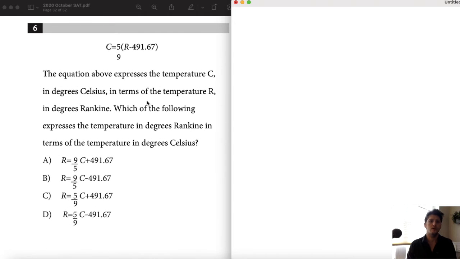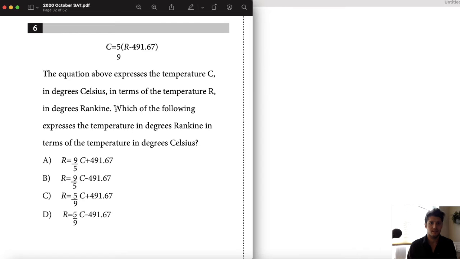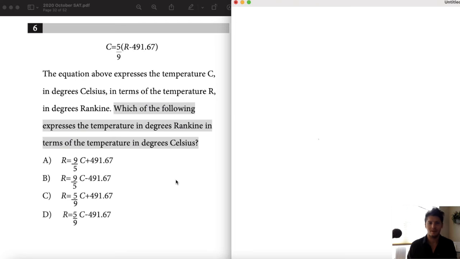All right, we have this equation, a lot of information that I don't necessarily care about. We go to the end here. Which of the following expresses the temperature in degrees Rankine in terms of the temperature in degrees Celsius? You can feel free to make fun of me in the comment section about this word that I don't know how to pronounce. Rankine or Rankine. Look, all we're trying to do is get R by itself. That's what the answer choices show us, and that's what the sentence says.